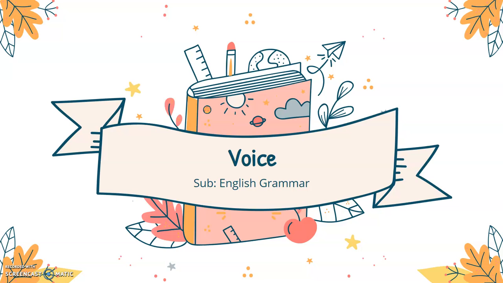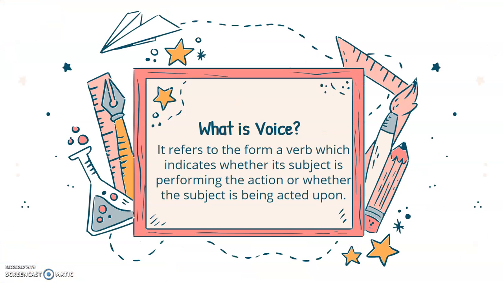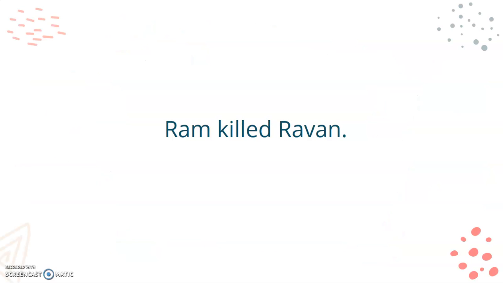Topic: Voice, English grammar. What is a voice? It refers to a form of a verb which indicates whether its subject is performing the action or whether the subject is being acted upon. What does it mean? Let's see in the example. What is this, students? It is a sentence.